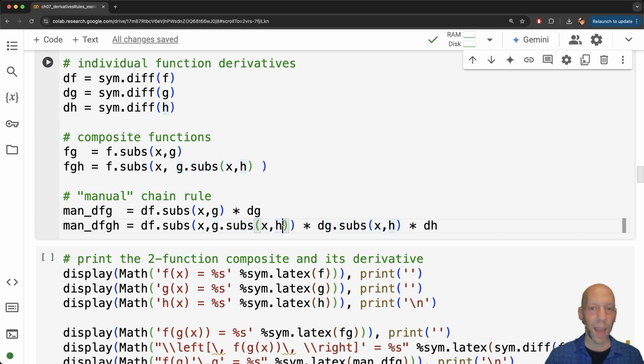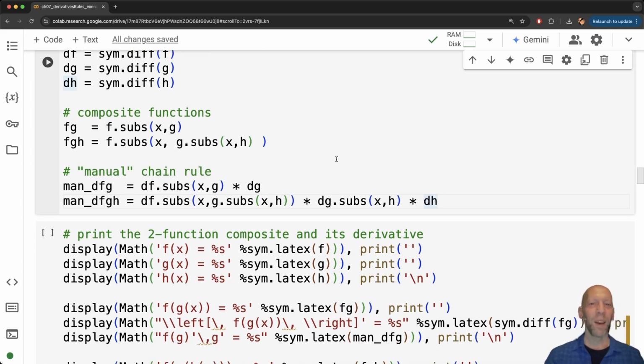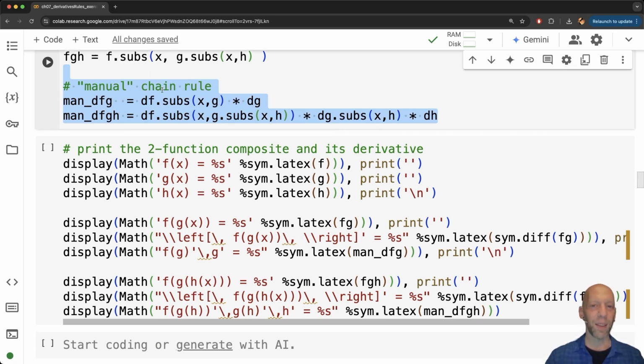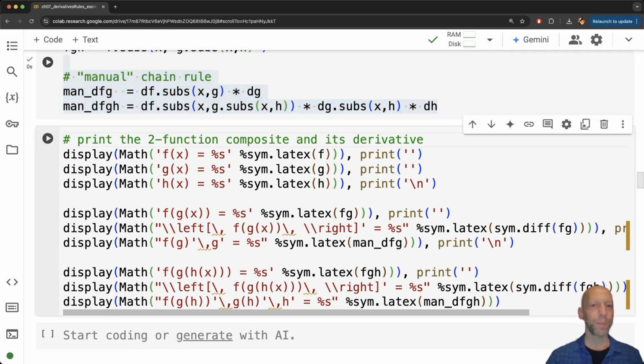Okay, so here I'm taking h, embedding that inside g, and then embedding that inside not f of x, but the derivative of f. Okay, and then I multiply that by the derivative of g, but that is substituting in for h, and then I multiply by the derivative of h. Stuff gets very complicated just to talk about. Okay, I hope that all is straightforward and you can see how the SymPy code maps onto the mathematical expressions that I showed in the book. Okay, let me run that code.